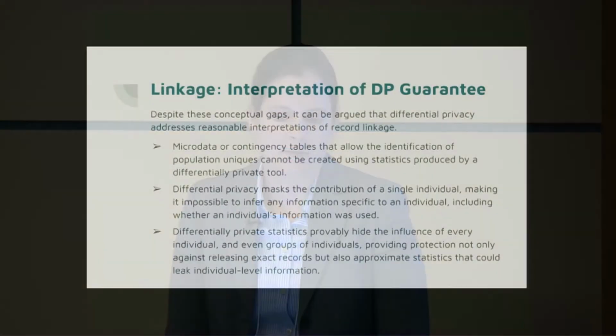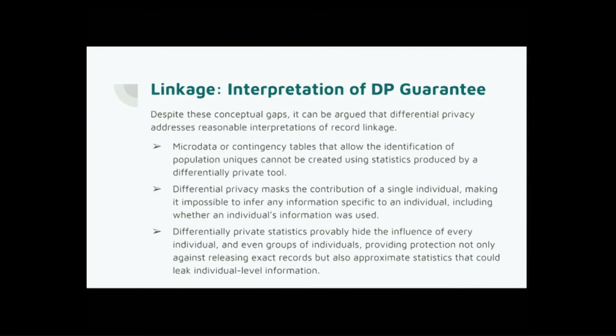Linkage attacks have a concrete meaning, as far as we can tell, when data is published as a collection of individual level records, often referred to as microdata. However, what is considered a successful linkage when a publication is made in other formats, such as statistical models or synthetic data, is open to interpretation. Yet, despite these gaps, we can argue that differential privacy addresses reasonable interpretations of record linkage, regardless of the definition that you use.